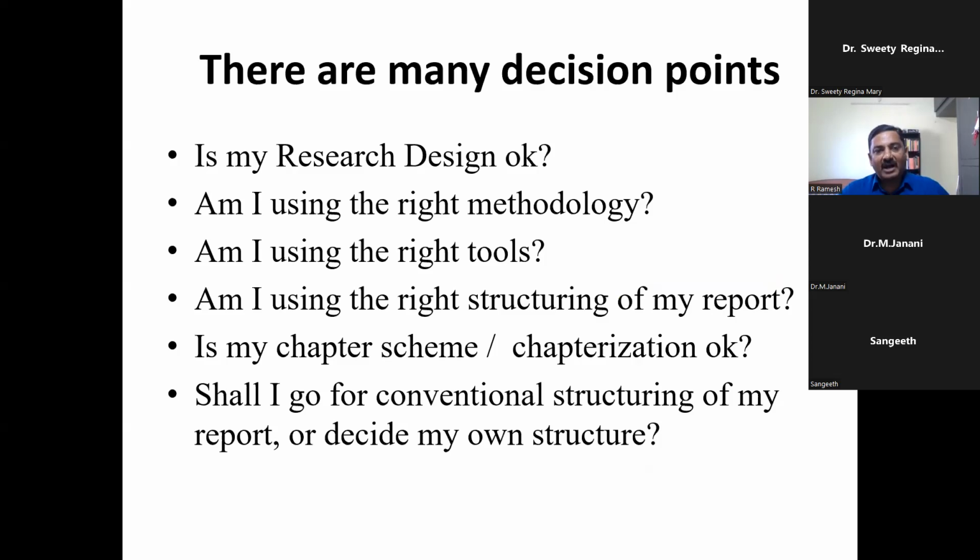Okay, so as a researcher, my point is there are many decision points that you have to take. One is my research design. Am I using the right methodology? Am I using the right tools? Am I using the right structuring for my report? Is my chapterization okay? Shall I go with a conventional structuring of my report or decide my own structure? This is an important thing. Such things you have to decide.